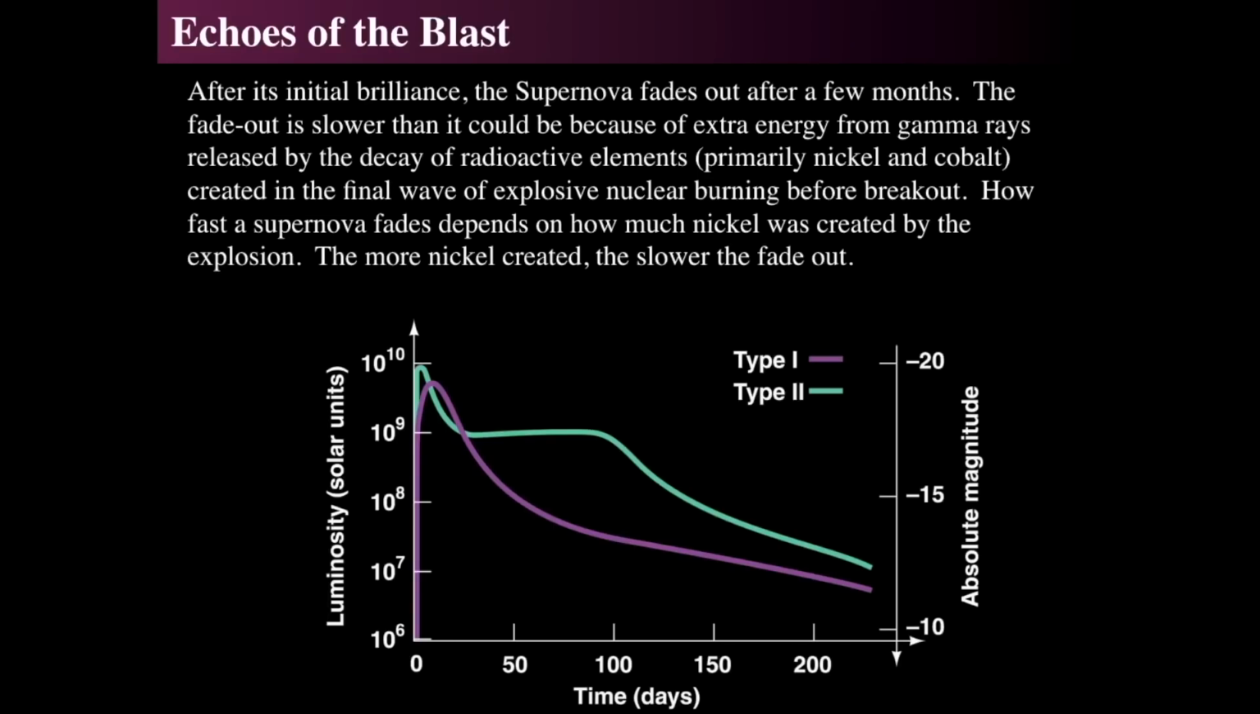In the two curves we see the decay of radioactive nickel to cobalt to gamma rays. Those gamma rays then illuminate the gas that surrounds the supernova and make it glow, because the gas might be too thick to actually let the gamma rays come straight out. The gas itself glows because it's been heated by the radioactive decay of nickel and cobalt.